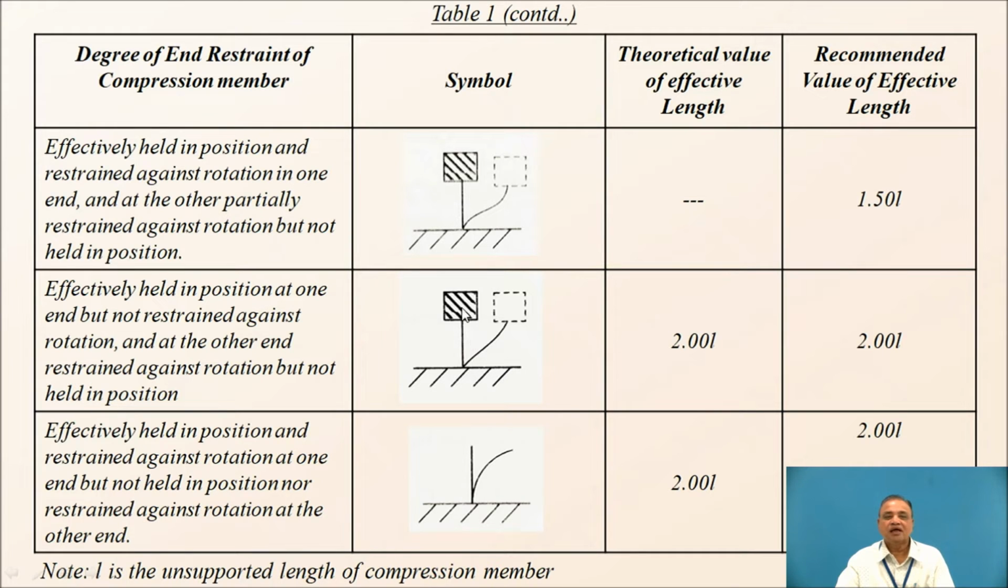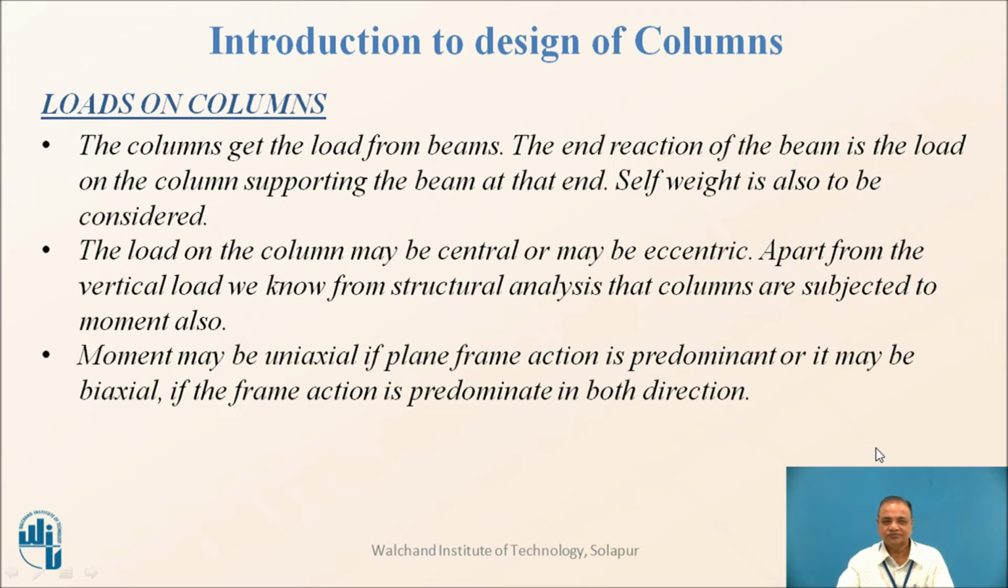Similarly, if it is having restraint here against rotation and here rotation is not restrained, in that particular case it is to be taken as 2L. Similarly, effectively held in position at one end, and if it is free at the other end, again it is to be taken as 2L. So that is how we are supposed to take the effective length of the column in the design.